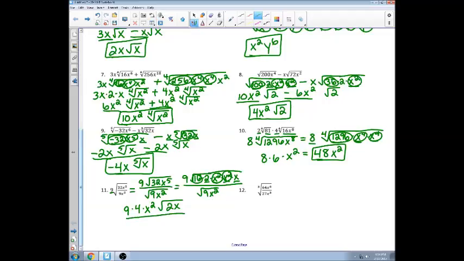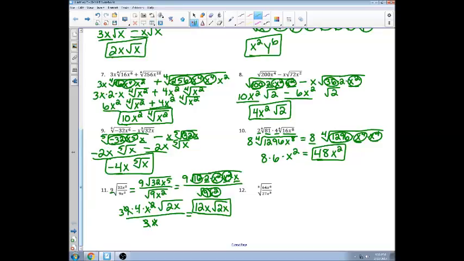Now my denominator, 9 and x squared are both perfect squares, so 9 would turn into 3. X squared would turn into x. From here, before I even multiply, I can start to simplify my numerator and denominator. So this 9 and 3 would simplify the 9 into a 3. This x squared and x would simplify us into just a single x in the numerator. Now I need to multiply my 3 times my 4 times my x, so I get 12x times my square root of 2x. Okay?